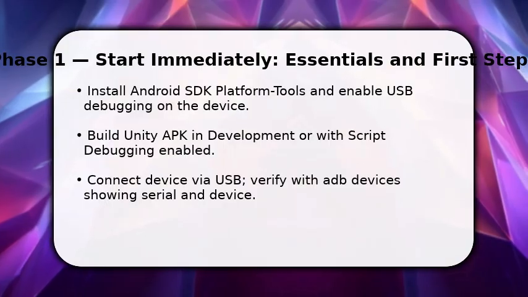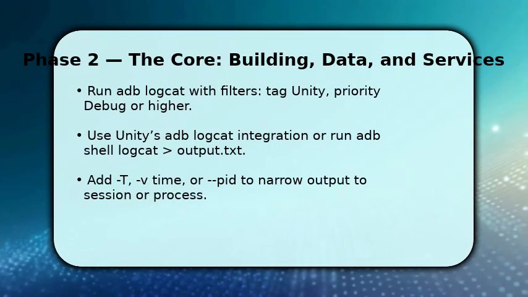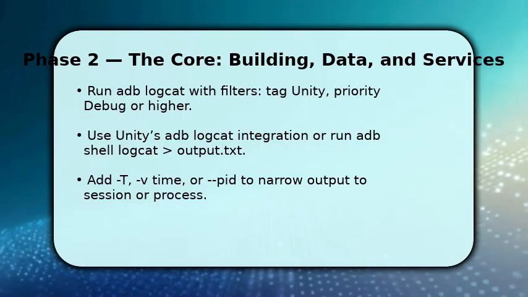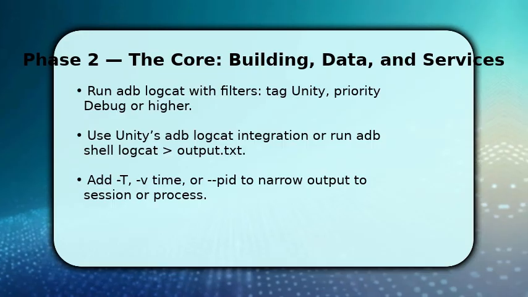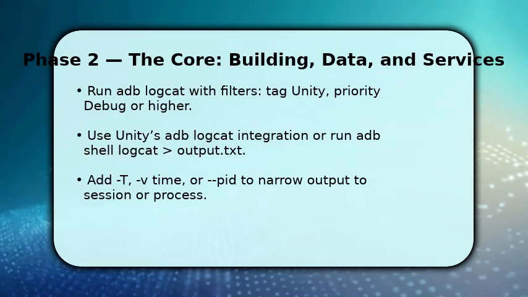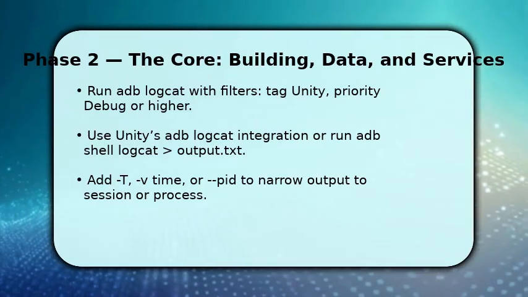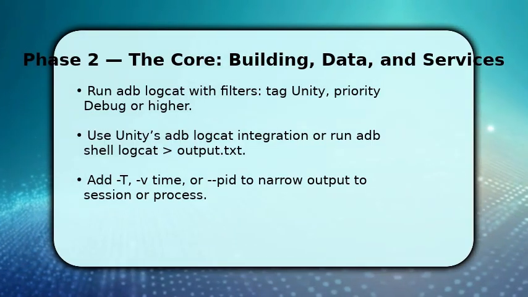Next, you capture the Logcat stream and focus on relevant entries. Start with adb logcat -v time -s Unity to show Unity tags and silence others. This reduces noise. Alternatively, use Unity's external tools, Android Logcat window, which parses Unity messages and maps C# stack traces. If you prefer files, run adb logcat -v time > app_log.txt so you can search later.